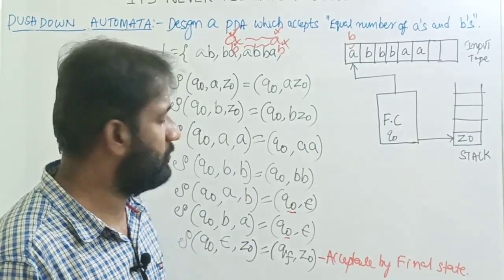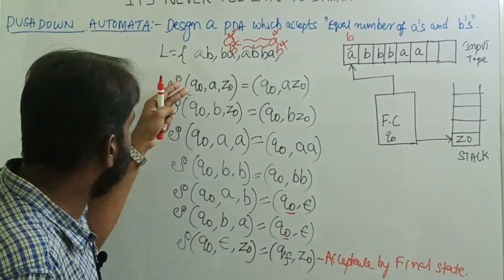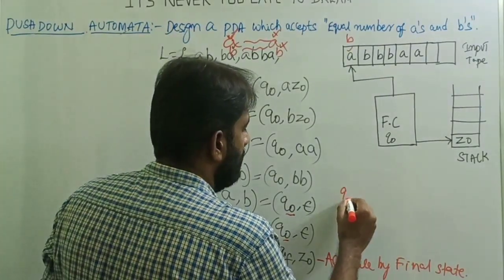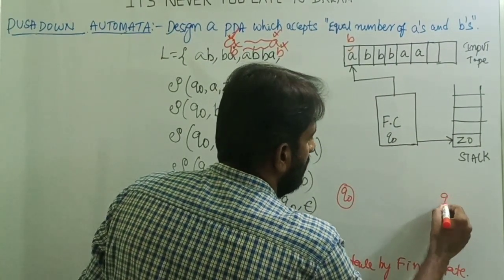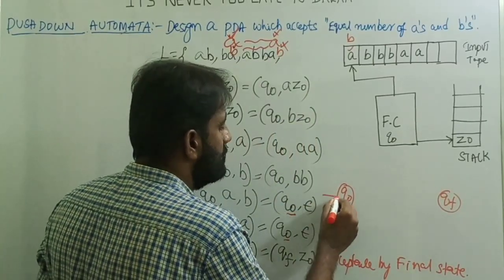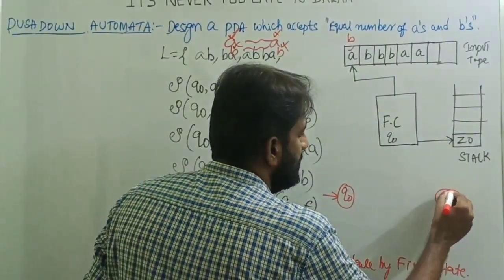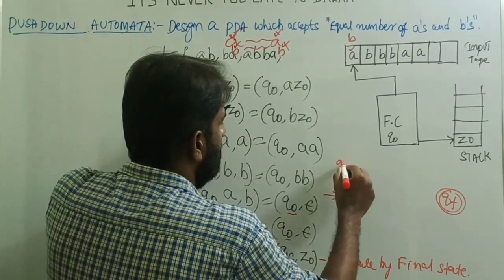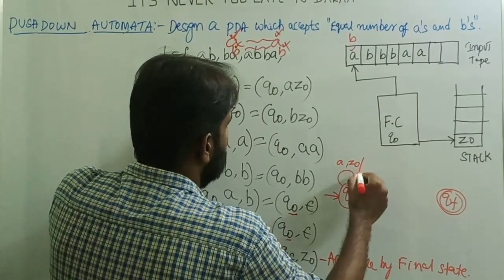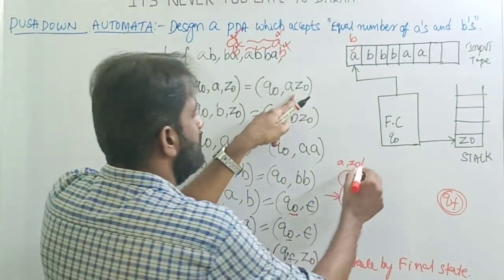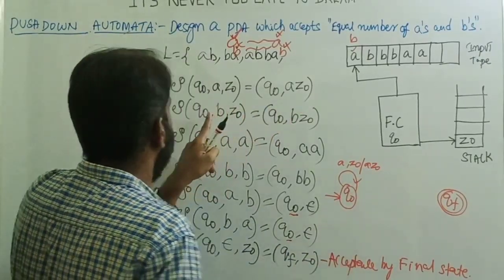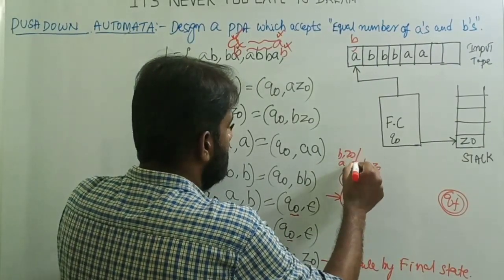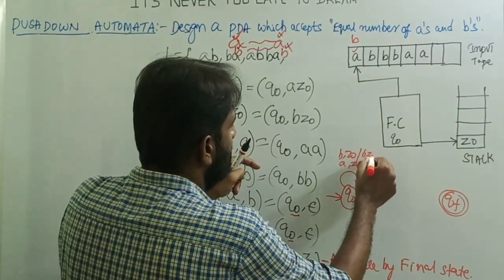Now draw the graphical notation for this design. See here, there are only two states, Q0 and QF. Q0 is the starting state, QF is the final state. From Q0: A comma Z0 slash, so we are adding A onto the stack, that's why it is A Z0. Then Q0: B comma Z0 slash, adding B onto the stack, so it is B Z0.